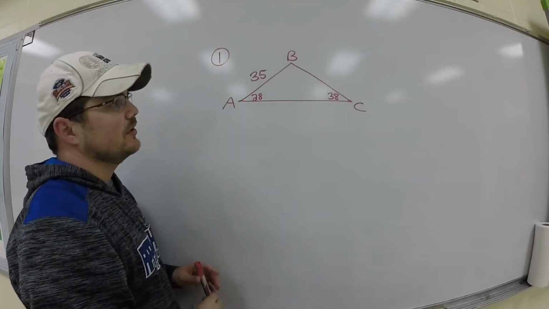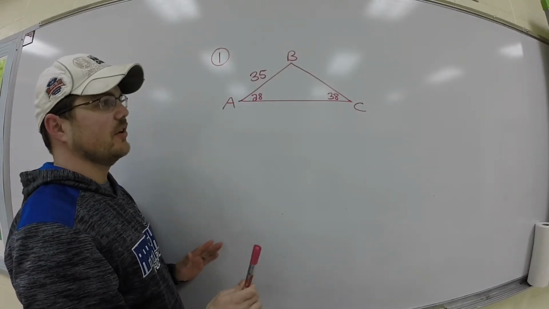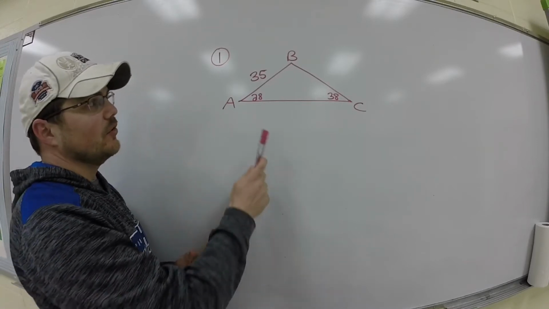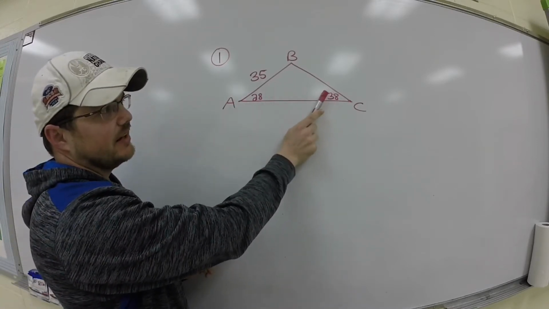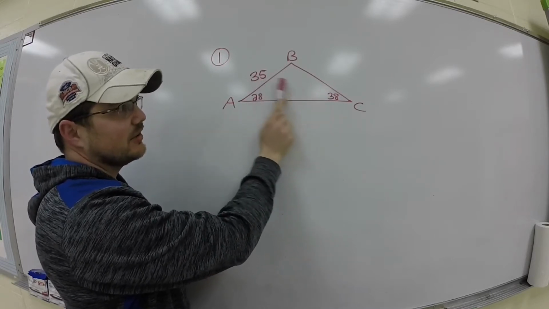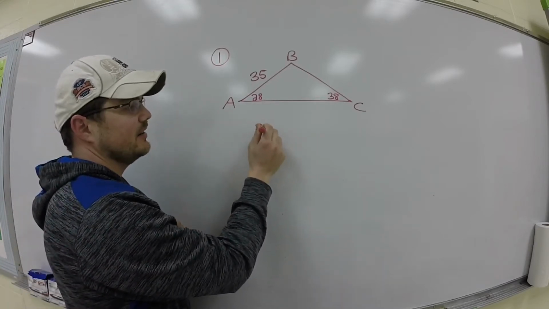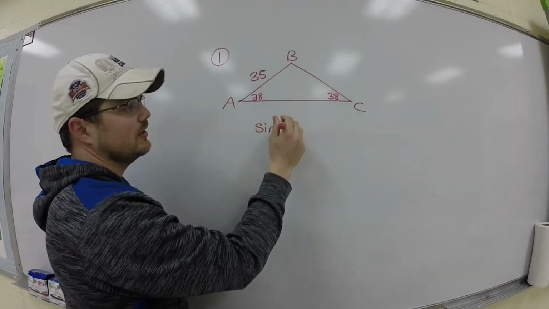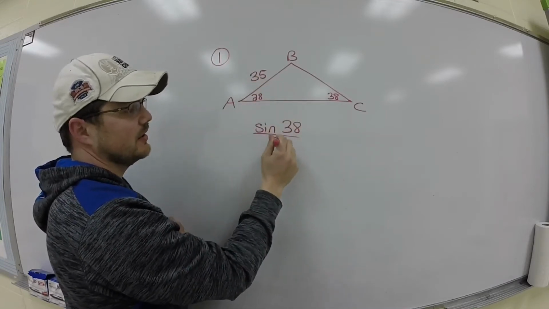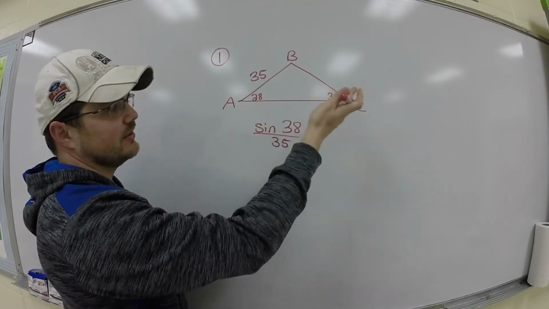And what we're looking for on these questions: do I have an angle with a side across from it? If we have that, then we're going to do Law of Sines. On this triangle, we have this angle and this side, so this tells me I'm going to use law of sines. What law of sines tells me is sine of an angle, say sine of 38, over the side across from it is going to be equal to sine of another angle over its opposite side.